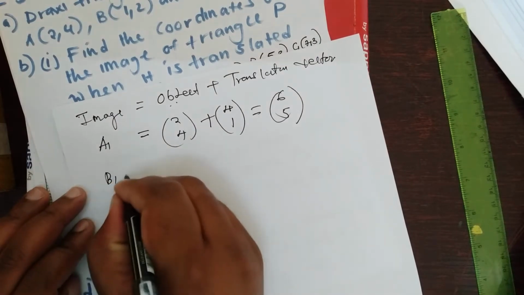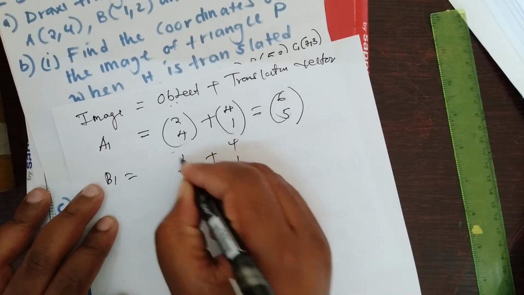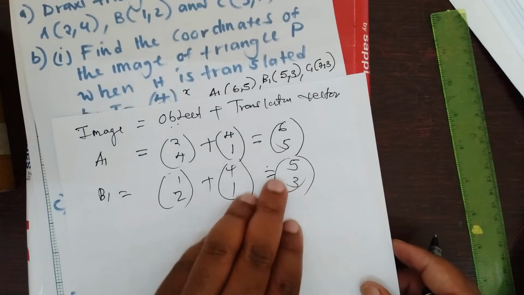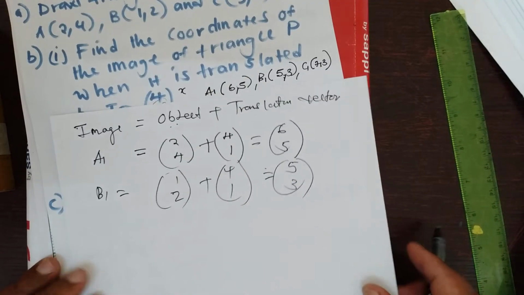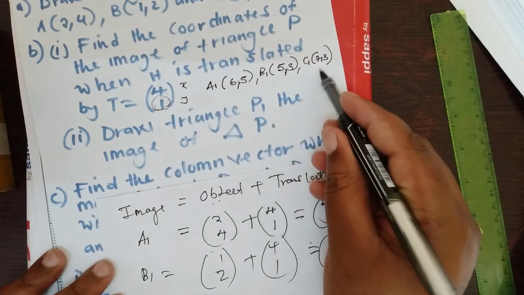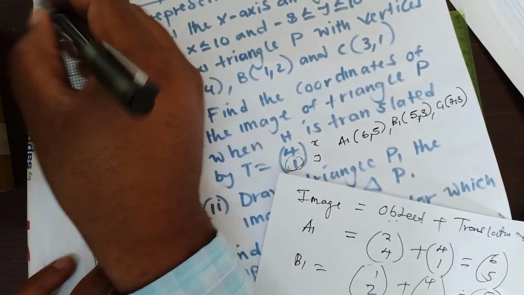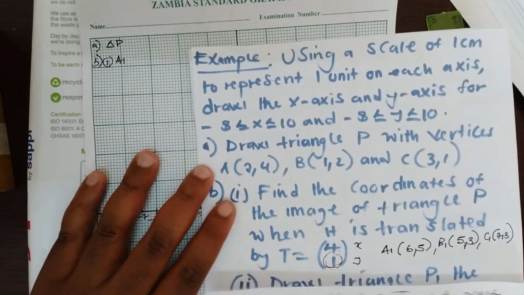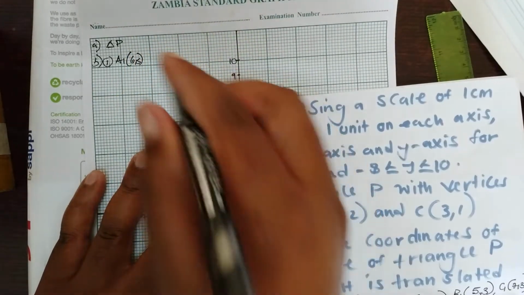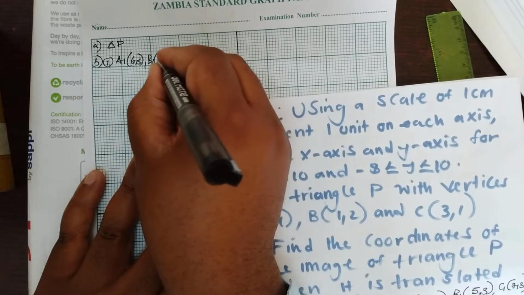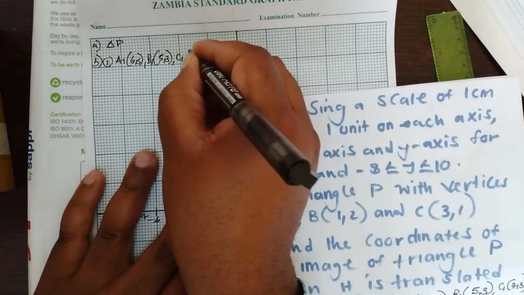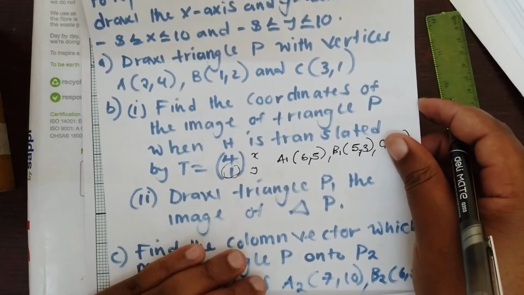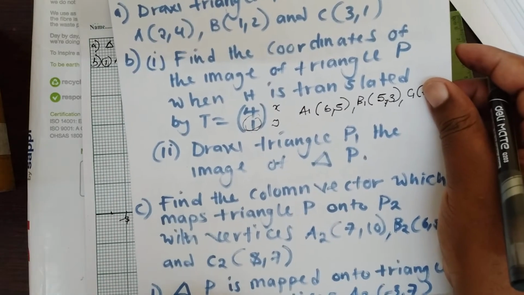Alright? If you go to B1, it's the same. What is our B? (1, 2) plus (4, 1). Alright? Here, what do we get? 5. Here we get 3. Meaning that it is the (5, 3), which is what we got here. And you go and plot. You do the same to C. Alright? So for B1, I hope it's clear now. A1 is (6, 5). B1, you have (5, 3). C1, you have (7, 3). Those are the coordinates of P, all right? Of P image.